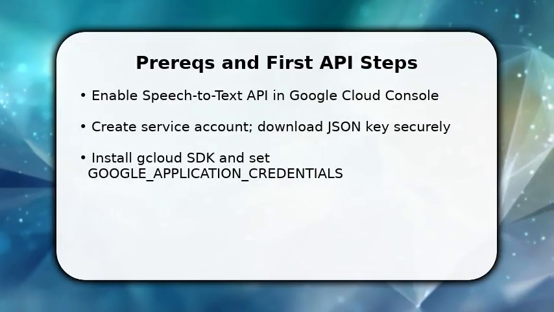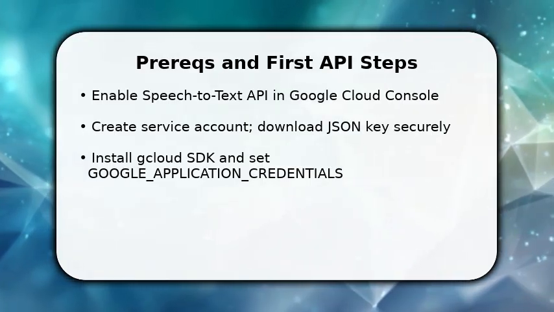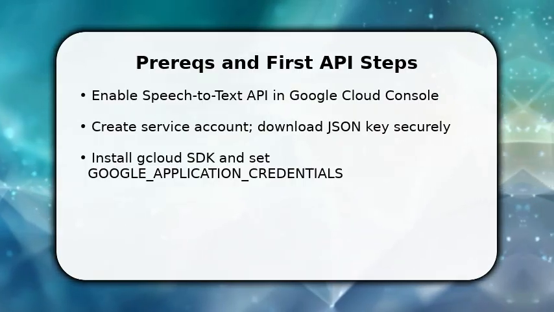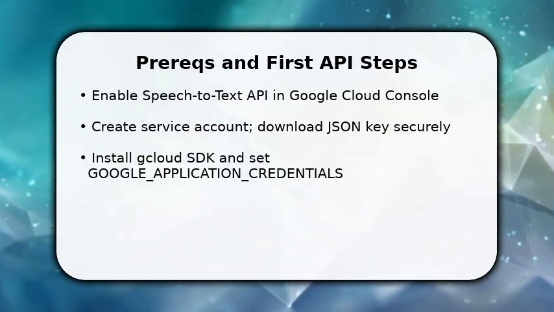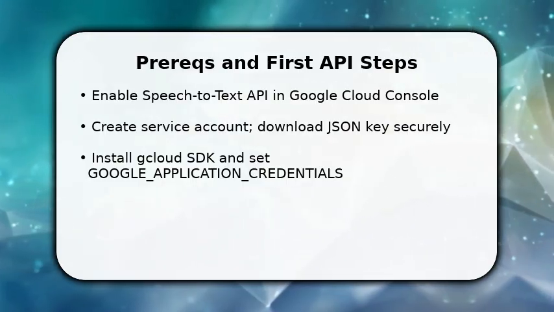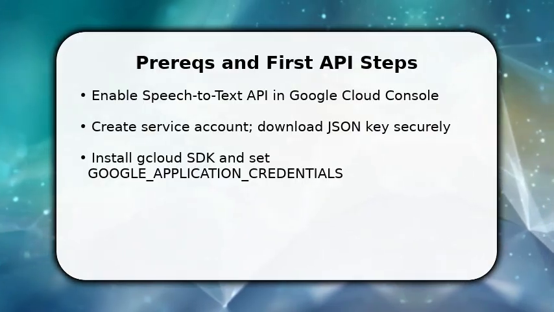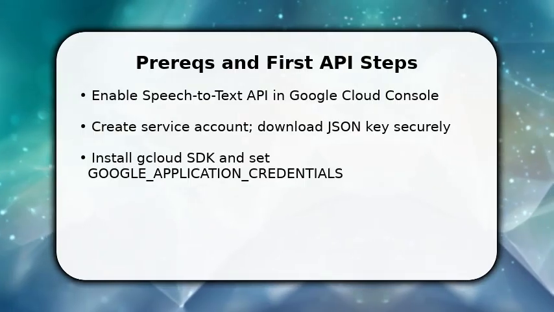You begin by enabling the speech-to-text API and creating a service account with the minimal roles you need. Once done, download the JSON key and set the environment variable GOOGLE_APPLICATION_CREDENTIALS to that file path. Next, install or update the gcloud SDK and authenticate with gcloud auth activate-service-account. This gets credentials and network access ready.